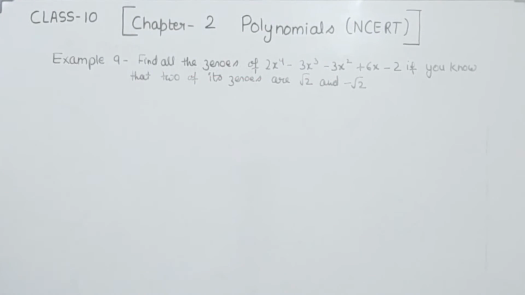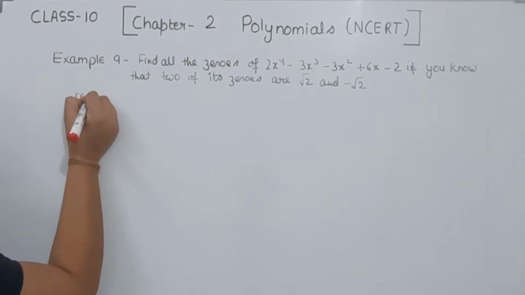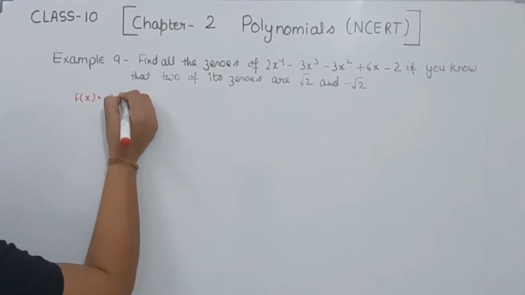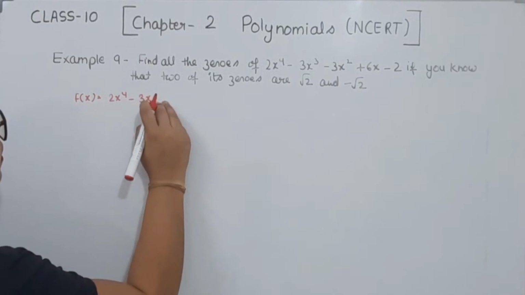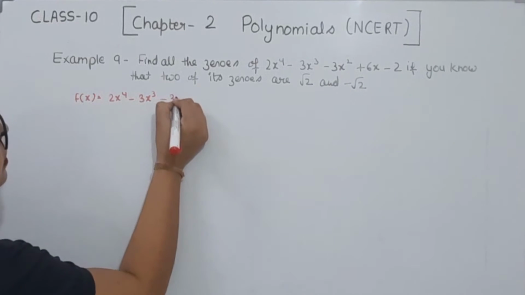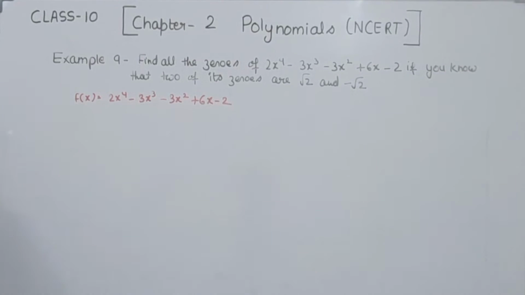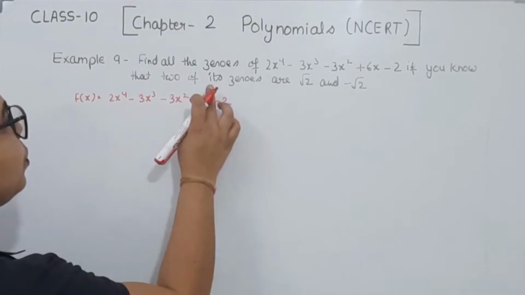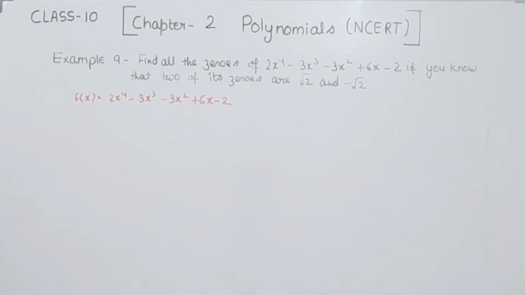Now comes the last example, example number 9. Find all the zeros of f(x) equal to 2x to the power 4 minus 3x to the power 3 minus 3x square plus 6x minus 2. So we have to find all the zeros, if you know that two of its zeros are root 2 and minus root 2.